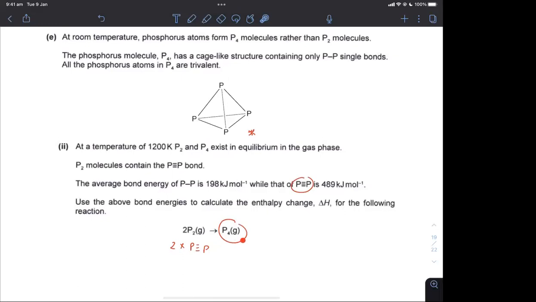Akila, are you there? Yes. How many phosphorus covalent bonds do I have in P4?